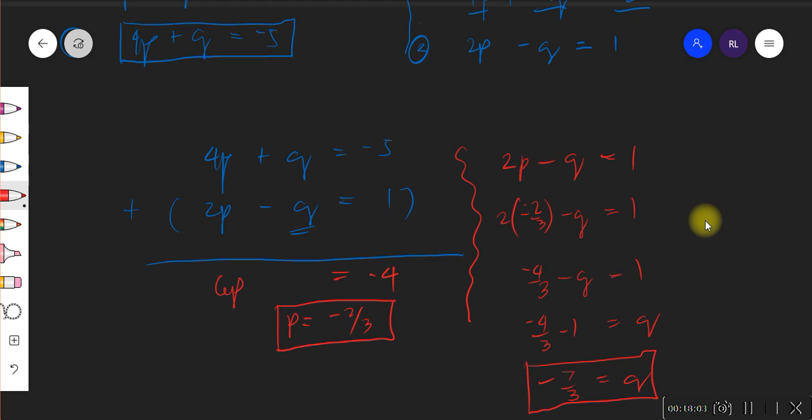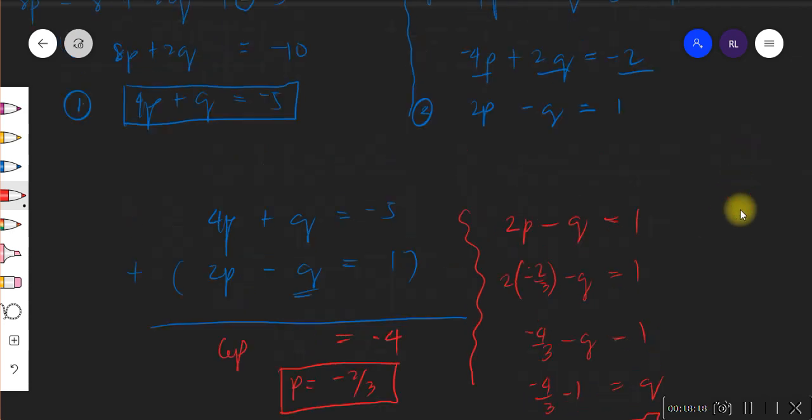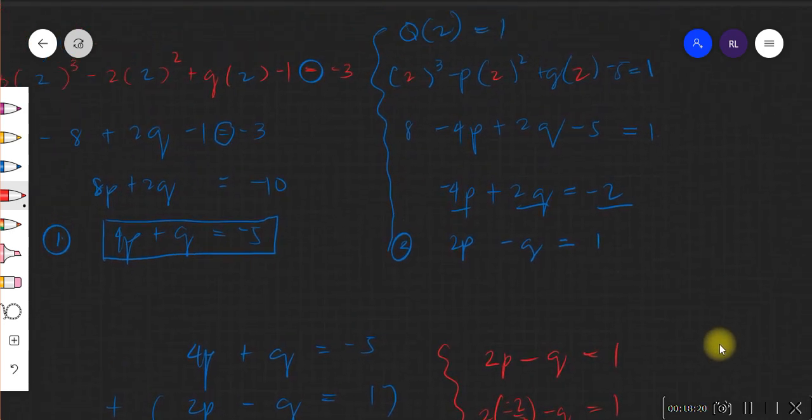Okay. So since there are two unknowns in the problem, you have to form two equations using those two unknowns. Solve them using elimination, substitution, comparison, whatever methods in solving simultaneous equations.